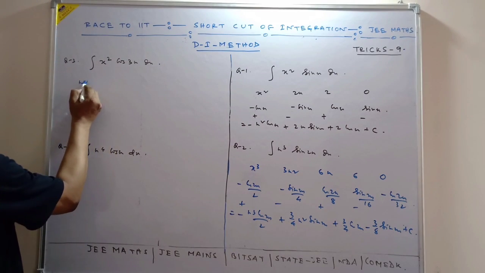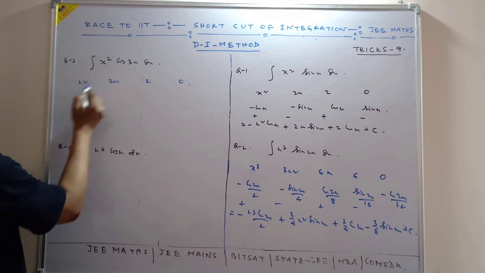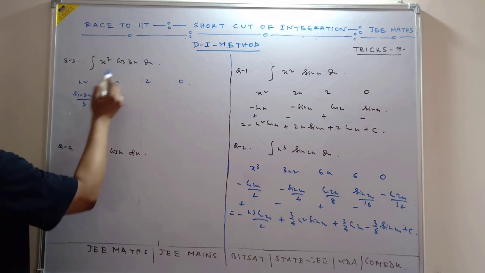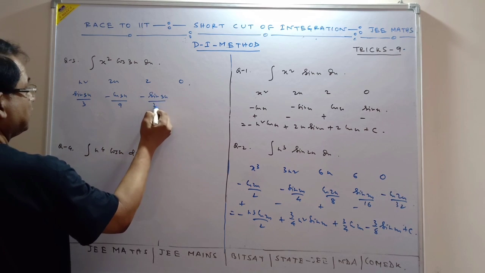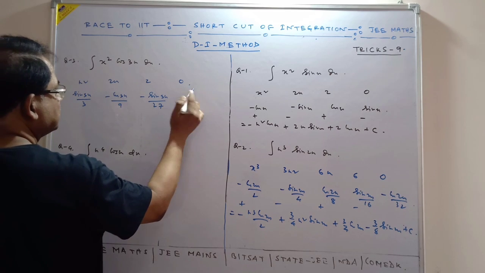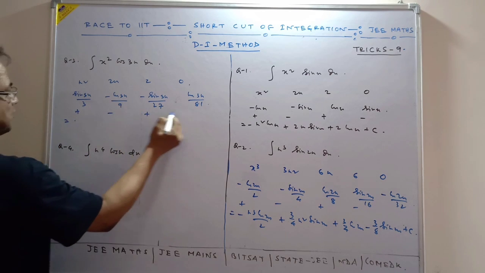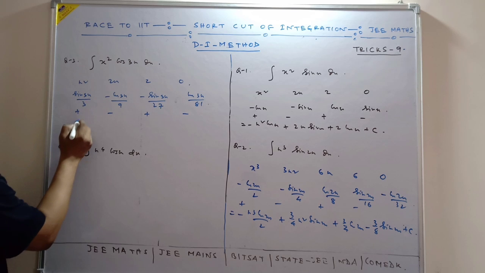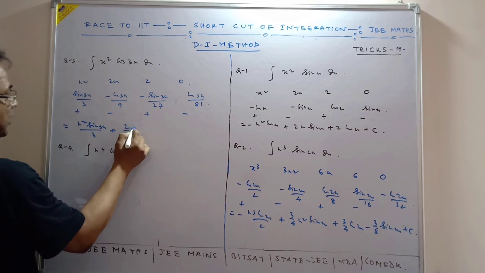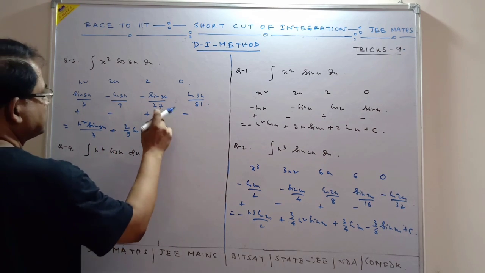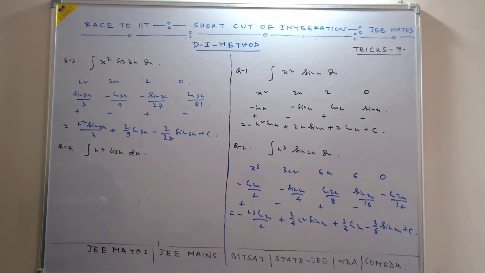So my dear friends, this is x square, which we differentiate: 2, then 0. Cos 3x we integrate: sin 3x by 3, then minus cos 3x by 9, minus sin 3x by 27, and then cos 3x by 81. It goes in the order plus minus plus minus. So that is x square sin 3x by 3 plus 2 by 9 x cos 3x minus 2 by 27 sin 3x plus c. Same way you can solve this type.